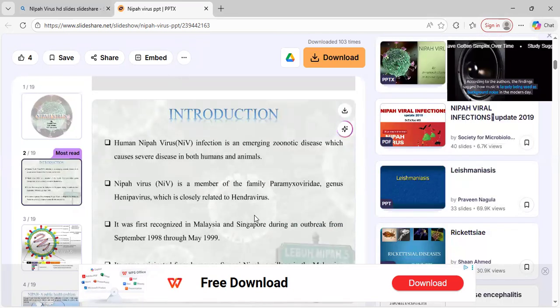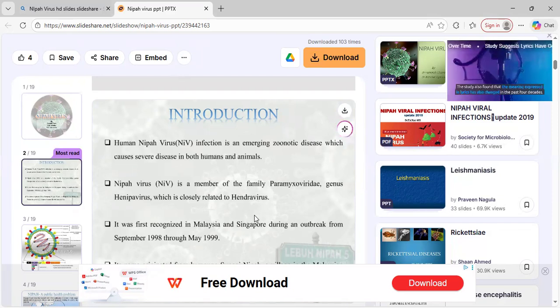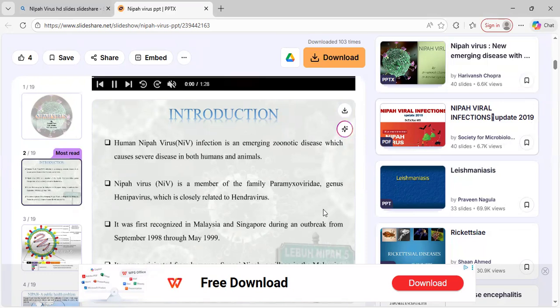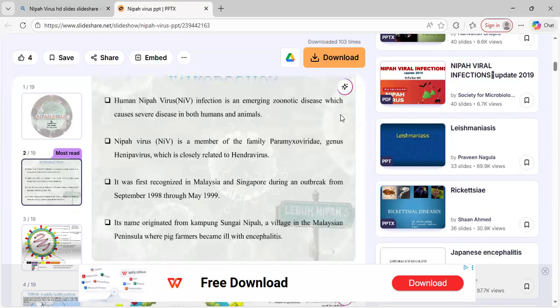Human Nipah virus (NiV) infection is an emerging zoonotic disease which causes several diseases in both humans and animals. Today, Nepal is also under the threat of Nipah virus, and obviously we must all get aware of it. This emerging zoonotic disease has been transferred from animals to humans and can be inter-transferred as well. So we have to be very careful regarding this Nipah virus.